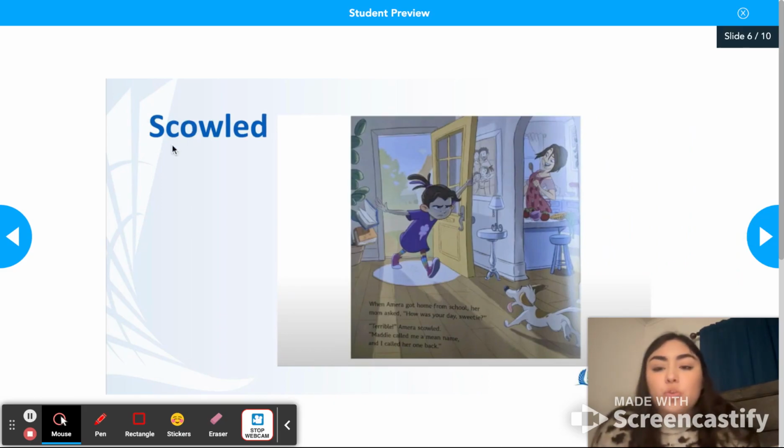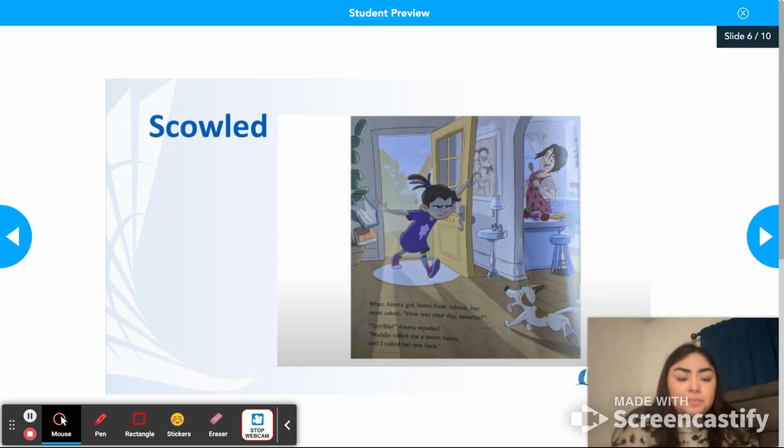I don't know if it's scowled or scold, but scold, I think. So it's right here, and I went ahead and added the page from the book that has the word in context. So what I would do here is I would kind of do a think aloud. I would basically reread this page to the students, and then see where scowled or scold is in the book. So it's where it says terrible with an exclamation point. So I would emphasize that. And it says Amira scold.